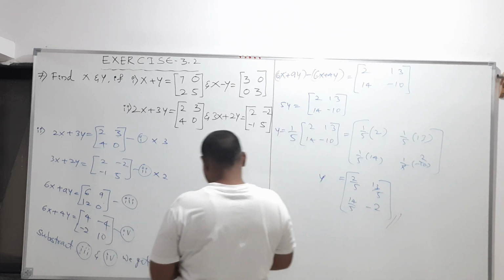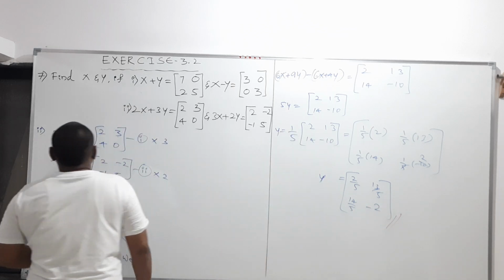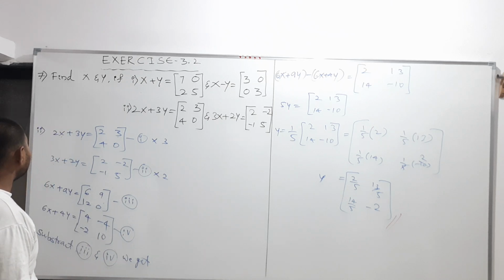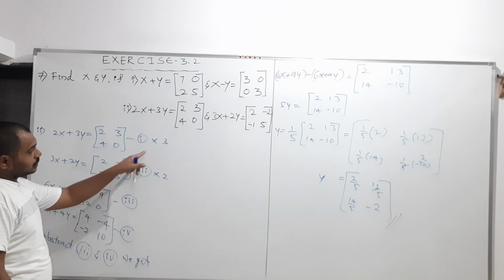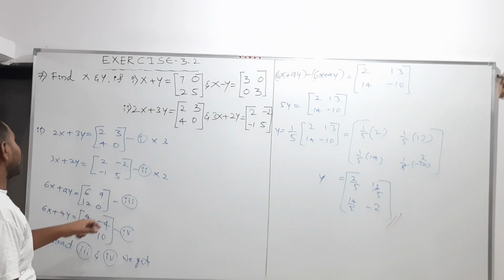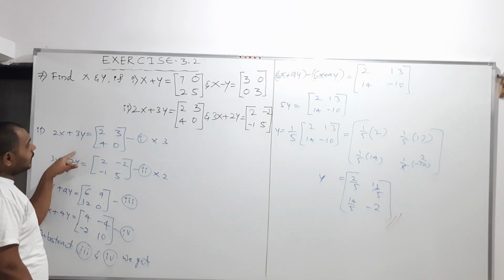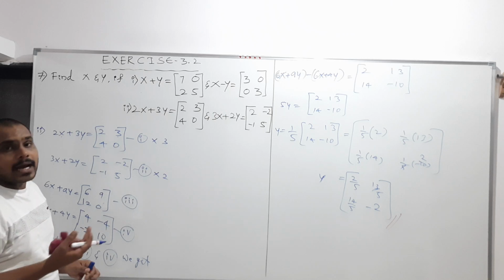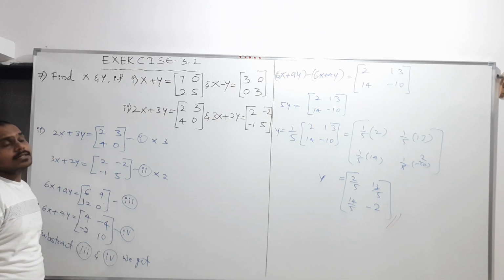And next we are going to find the x value. Again, to find the x value, you should use the same method. Again you should multiply with any constant, so that the y coefficients will be the same. So that the y coefficient can be easily removed, and then you can calculate the x value.